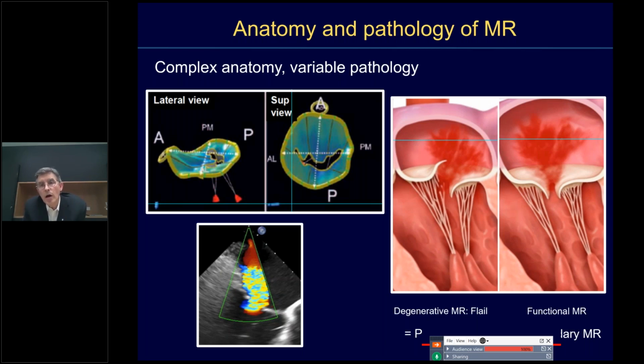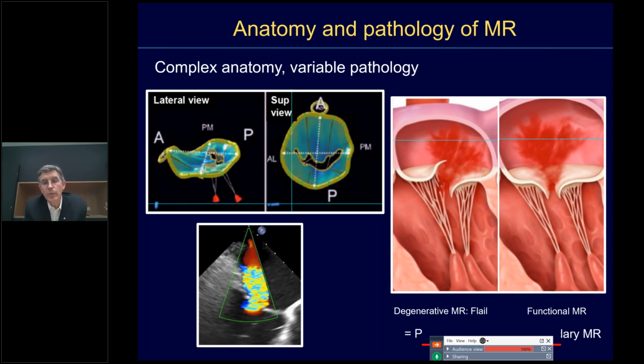Functional MR is a common problem as well, and that's not anything to do with the leaflets or the chordal structures. It relates to the size of the annulus, so anything that causes the annulus to enlarge and pull the leaflets apart will cause mitral regurgitation, as will anything that causes the left ventricle to enlarge, which then pulls on the papillary muscles and the chordae and brings the leaflets into the ventricle so that they can't coapt again. So this is functional or secondary MR. It's MR that is secondary to an abnormality, typically of the left ventricle, perhaps sometimes of the left atrium itself. So this is mitral regurgitation.